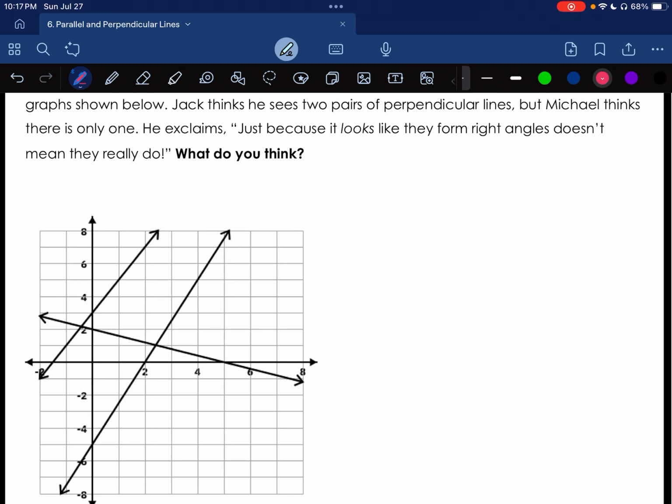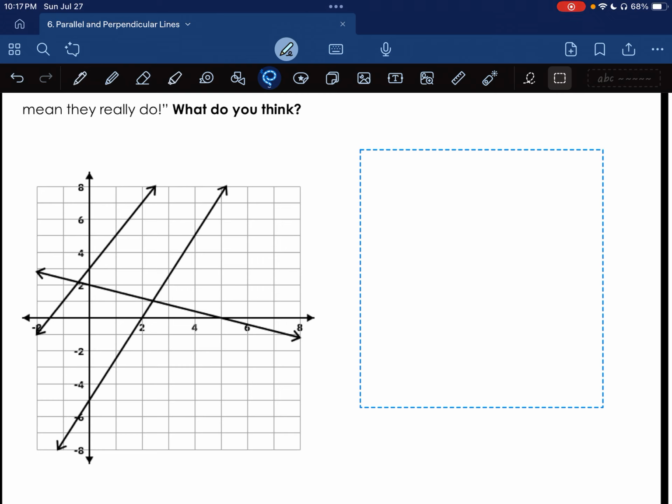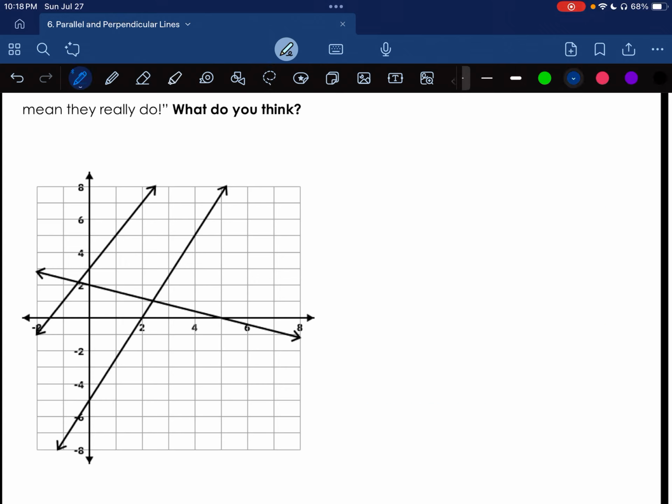So one thing to notice is how graphs can be misleading. Notice how this is technically 1 by 1 unit, but it's not perfectly square. So you can't just eyeball what's going on here. But go ahead and in this space here, tell me, what are you thinking? What do you think is going on here? Do we have two pairs of parallel or perpendicular lines, or do we just have one? What's going on? All right, so the teachers in the room are, of course, going to say answers will vary here.